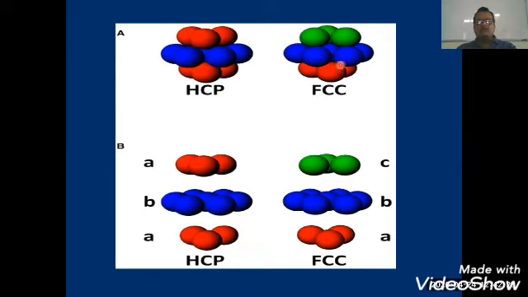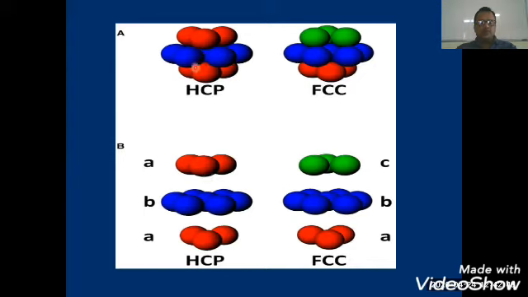So this is your cubic close packing. This is the A layer, B layer, C layer. We are using different colors. The A layer is not similar to the B layer, nor is the B layer similar to the C layer. But again, the fourth layer will be similar to the first layer.